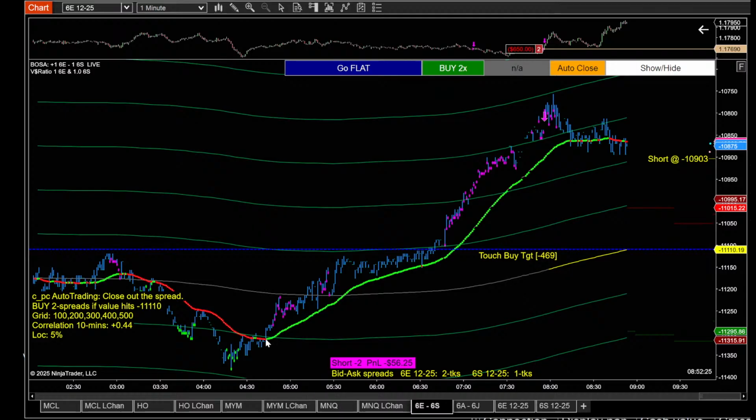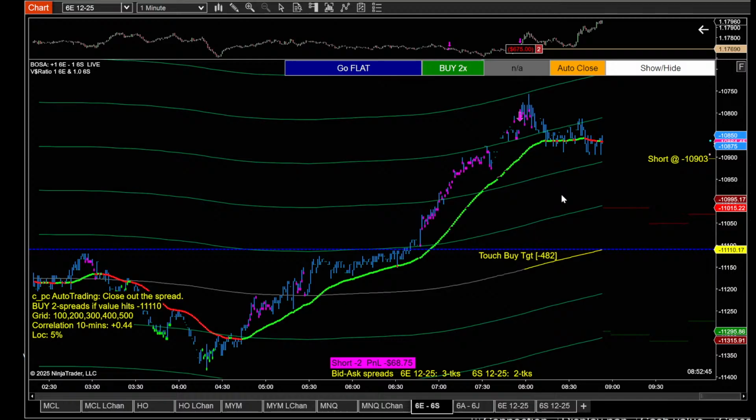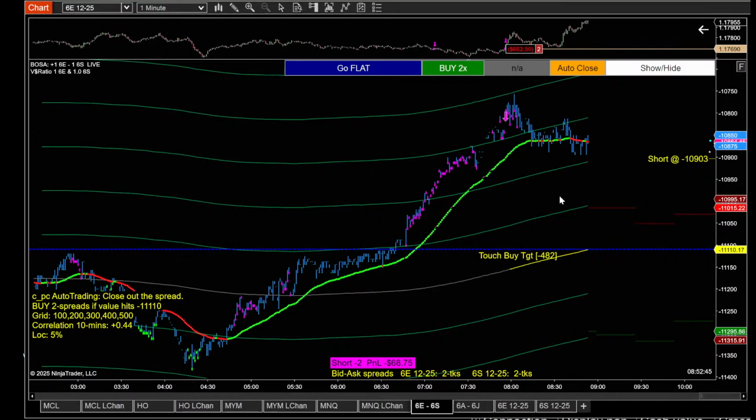So it would have been really great to have bought it here at, what is that, about 4:45 in the morning Eastern time, and you would have had a great rally up because the 6E went up in comparison to the 6S. So if the 6E goes up or if the 6S goes down in its price, then the asset, the spread, will appreciate and become worth more in value. So this is what we're trading today.